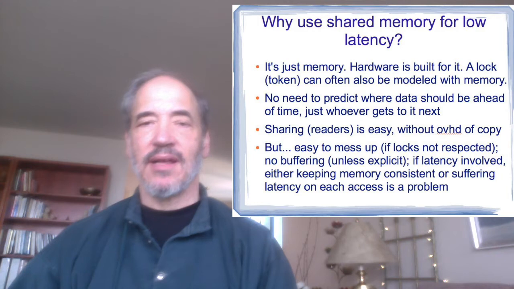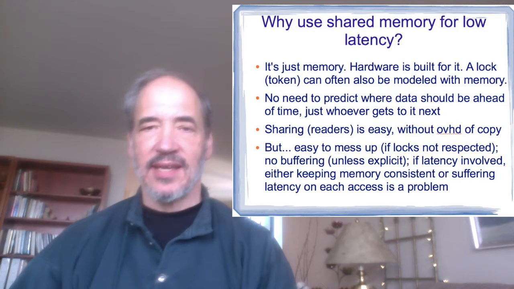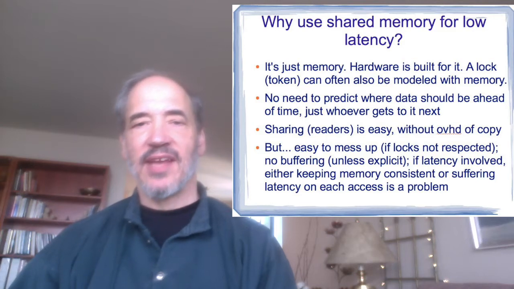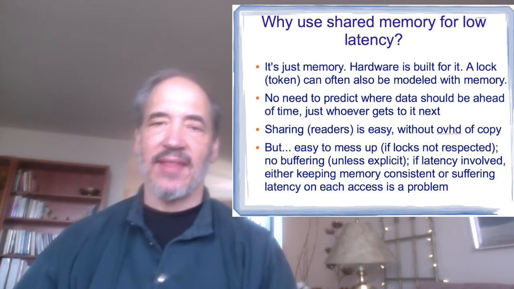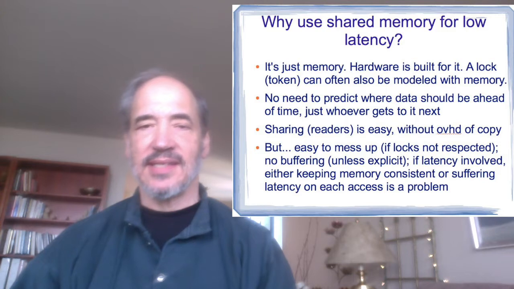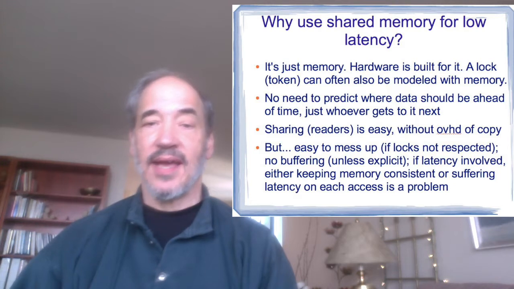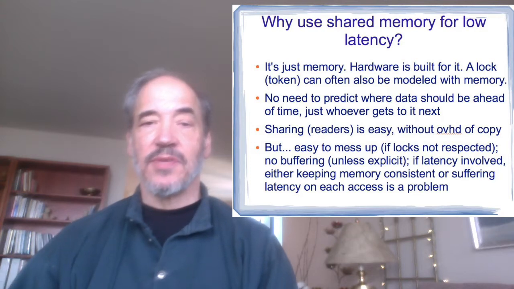Then you can have read locks, where as many processes as want to can access that token for reading, but if any process wants to write to the memory, then it would have to have a special token which can only be gathered if no other processes have the read token. Now, with this kind of model, there's no need to predict where data should be ahead of time. Whoever gets to it next just gets to it next, on a demand type of arrangement.